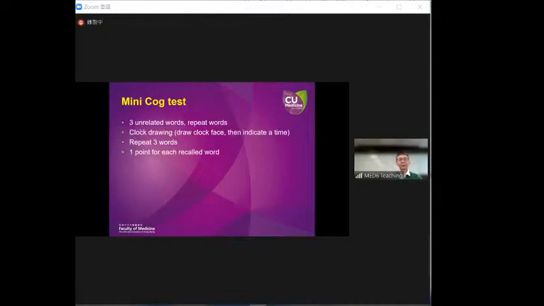So I recommend the use of the Mini-Cog test. What it is, you give them 3 unrelated words to remember and ask them to repeat the words, and let them know that they are supposed to memorize them. And you will ask them to recall them a few minutes later. And then you ask them to draw a clock, draw a clock face and indicate a time. Usually we use 10 past 11, okay?